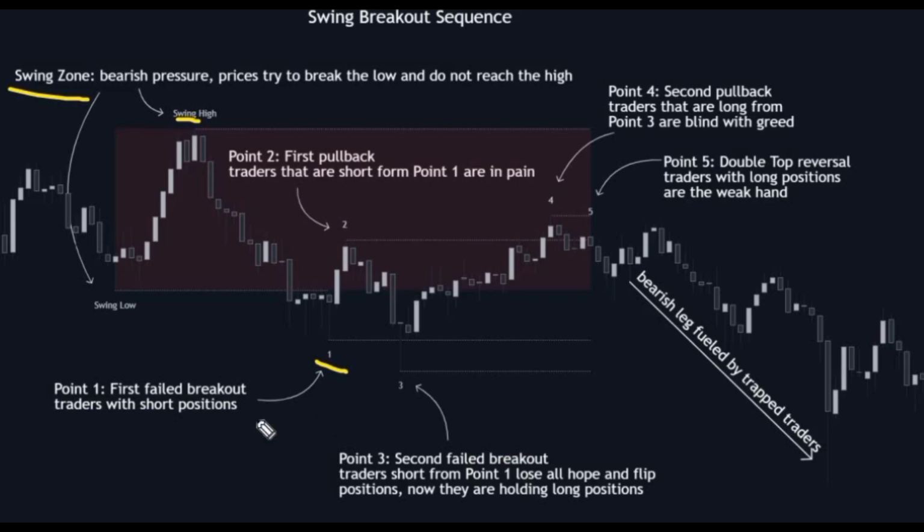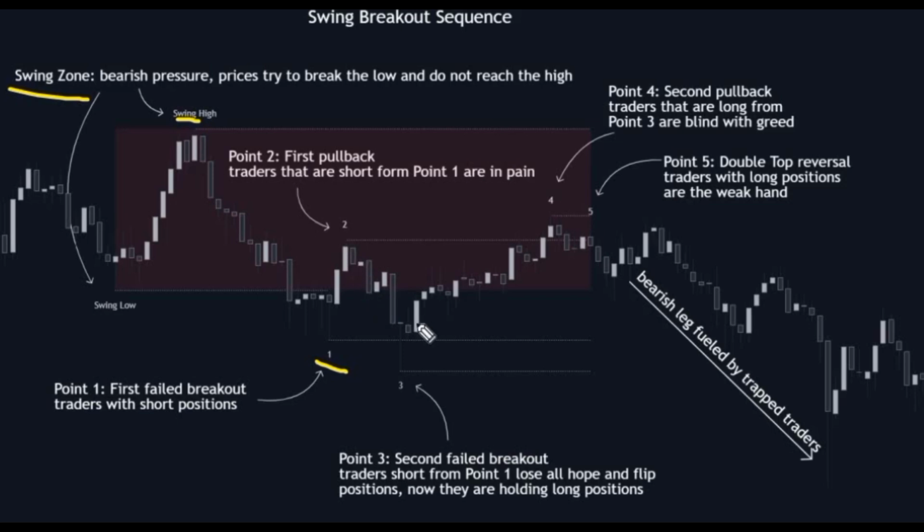Level 1 is the first failed breakout, for traders with short positions. You understand? So this is a failed breakout. That's what I told you about level 1. Then we go to point number 2, where you expect to see your first pullback, and this is where traders that are short from point 1 are in pain, because you were supposed to exit right here, but it was a false breakout. Point number 3 shows the second failed breakout, and traders short from point 1 lose all hope and flip position. Now they are holding long positions. This is very evident, guys, and you can see this happen.